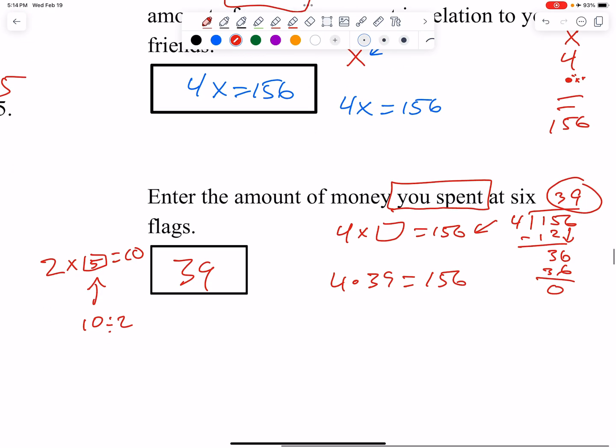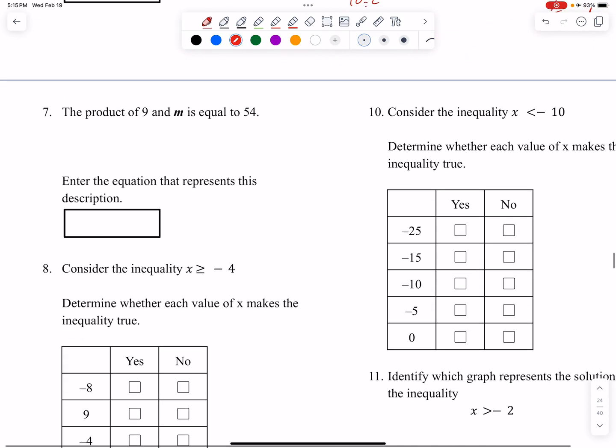Let's make sense of this. So you, $39. Friends, 156. So does that make sense, the answer? So let's think about it. Mine was like $40. Theirs was like 160. So yeah, that's times 4. They spent way more than I did because, again, there were probably more of them. Okay? All right, moving on.